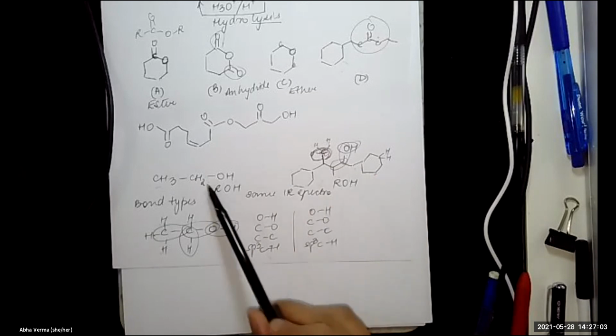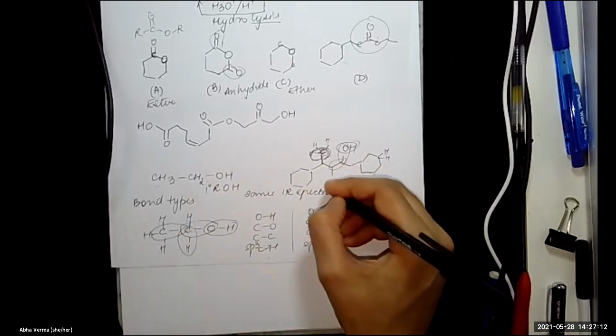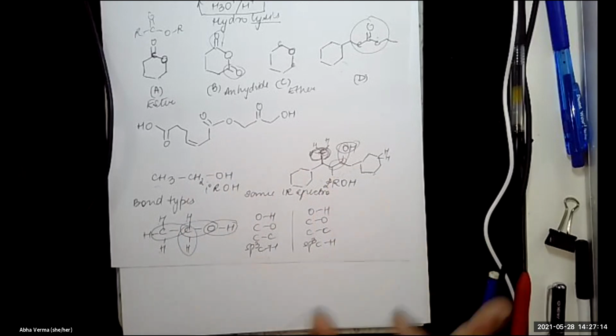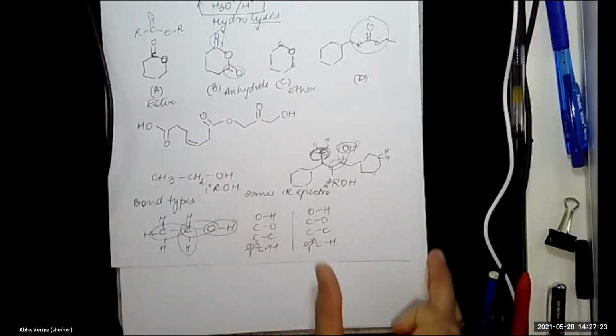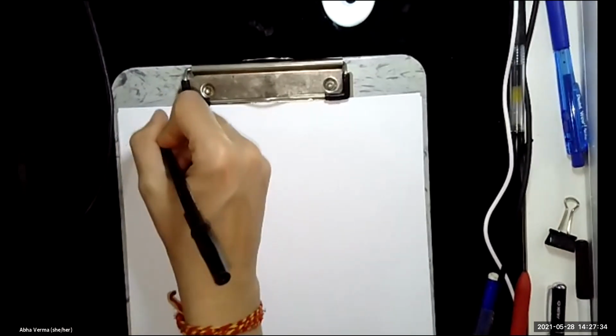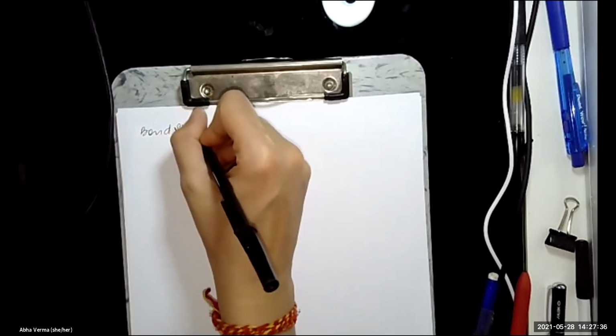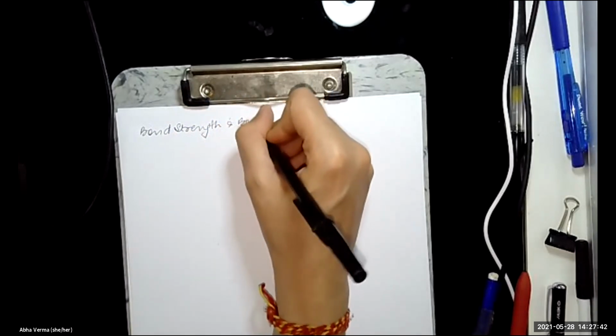Both of these structures have the same functional group. Even though this is a primary alcohol and this is a secondary alcohol, it still did not affect the IR of this molecule. Both of them will have the same IR spectrum. Now, why do we see the IR spectra and how is it dependent? There is a thing called peak strength, or bond strength, and bond polarity.